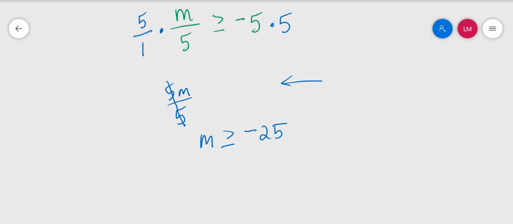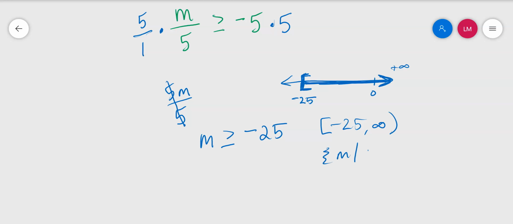So on our number line, over here would be 0, way over here would be negative 25. We'll put a bracket, and we want to be greater. So we're facing towards the right, and we want to shade everything greater than negative 25 toward positive infinity. So there's our graph, and then for interval notation, it would be negative 25, comma, infinity, with a bracket and a parenthesis for interval. m such that m is greater than or equal to negative 25. This would be set builder.